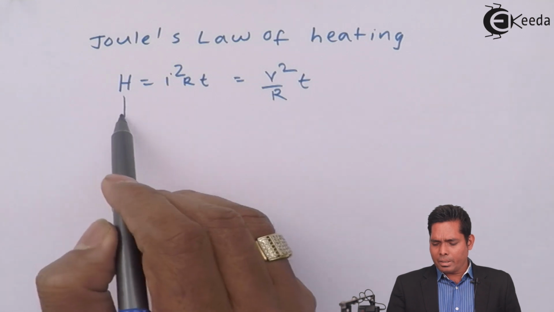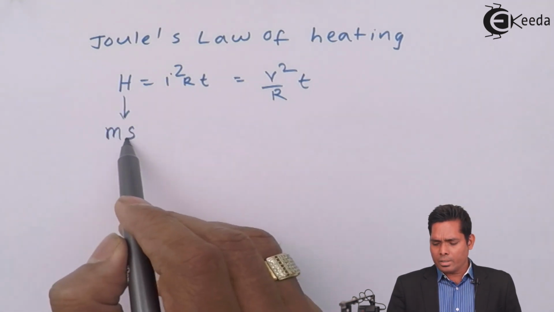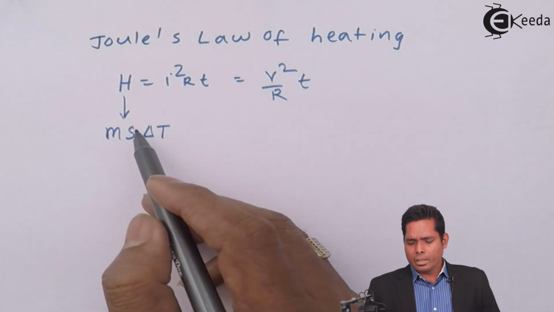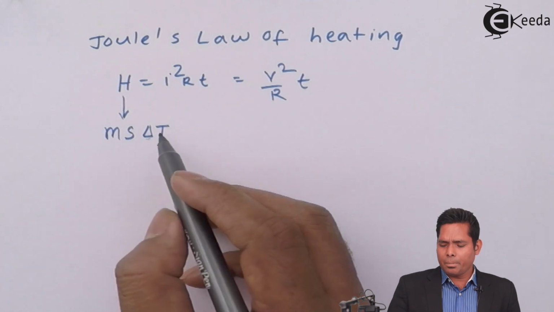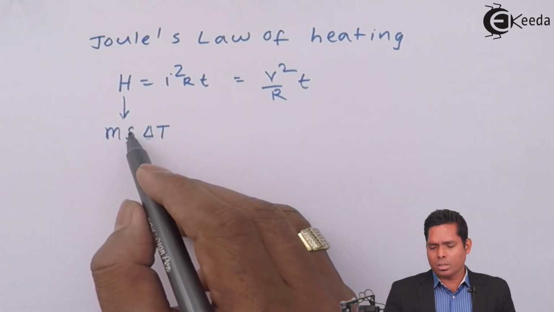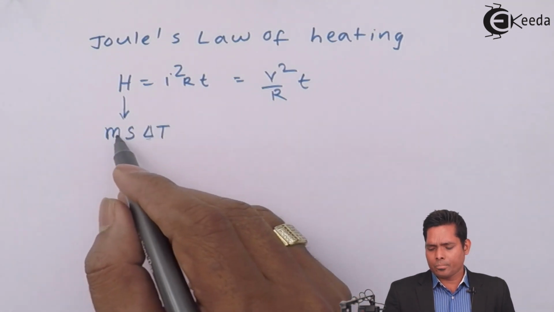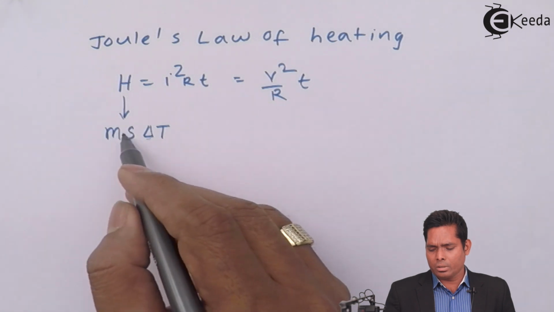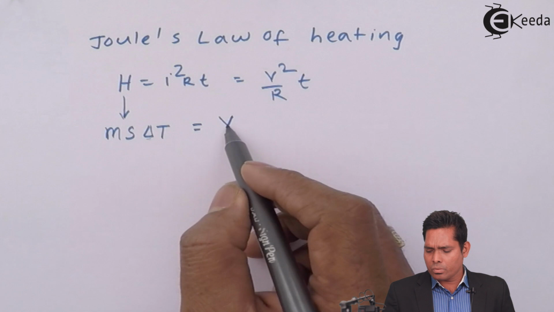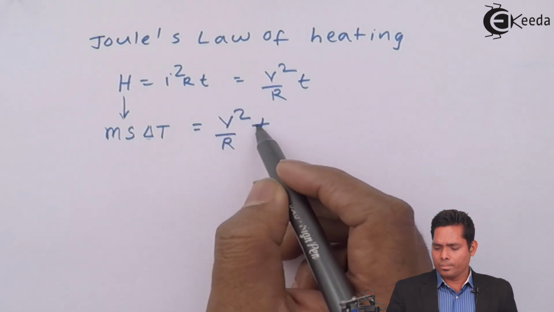Heat can be written as m s delta T. Delta T is the rise in temperature, s is the specific heat of the substance, here that is obviously water, and m is the mass of the water. That is equal to V square by R into t, this small t.